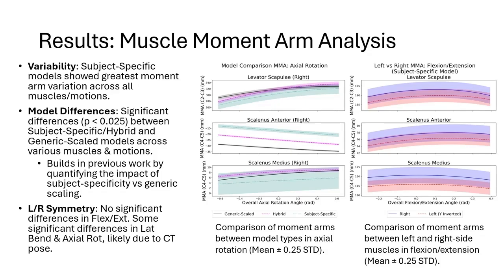To assess for left and right side symmetry, the magnitude of muscle moment arms were compared in flexion extension, and the muscle moment arms of the agonist muscles over their magnitude of lateral bending and axial rotations were also compared. No significant differences were found between left side and right side muscle moment arms in flexion extension. However, significant differences were reported between left and right scalenus anterior and scalenus medius in lateral bending, and between the left and right levator scapulae and scalenus anterior in axial rotation.